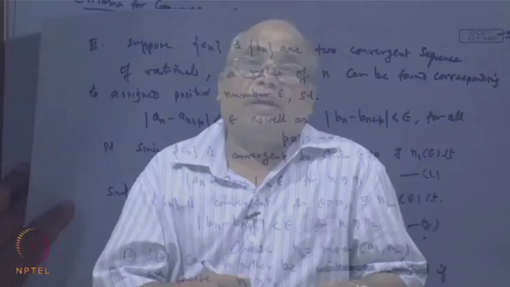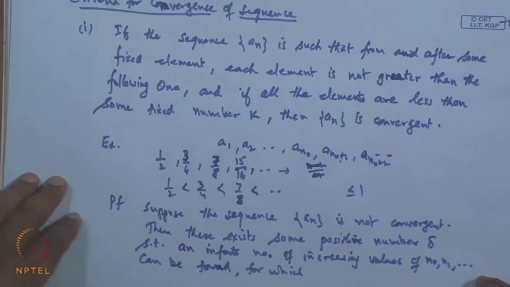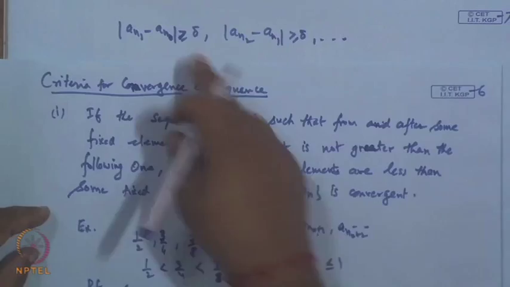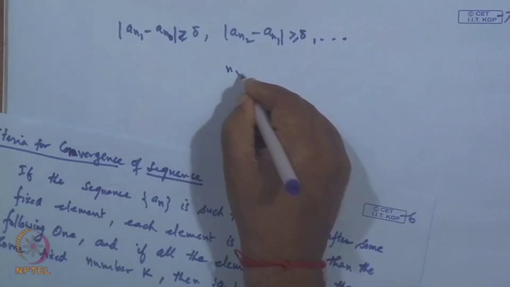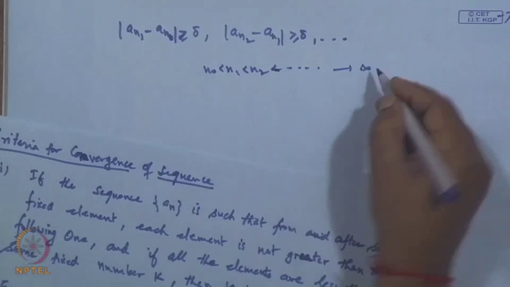So, here what we are saying is, suppose this is not convergent. Let us see the contradiction part of it. What we are saying is that we can find some number delta, and a sequence n0, n1, n2 and so on, of increasing nature, n1 less than n2 less than and so on, going to infinity, of course all positive integers.